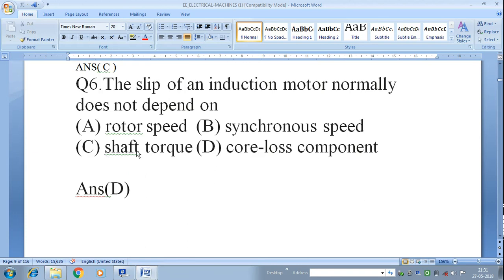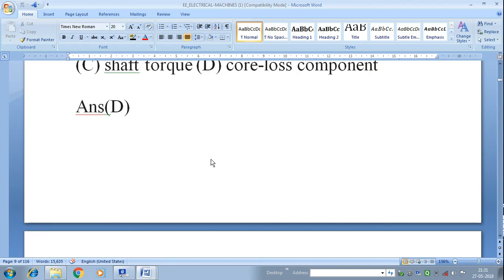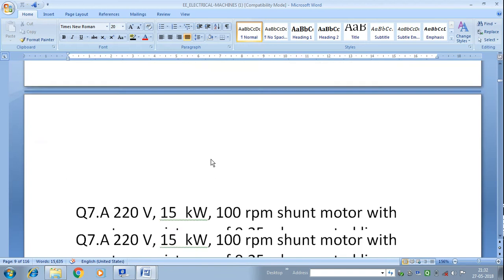that is your gross torque. Therefore, it depends upon torque. So it only does not depend upon core loss component. It is independent of core loss component. Therefore, answer D is the correct answer.